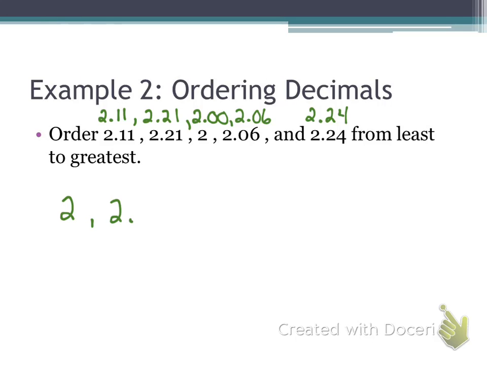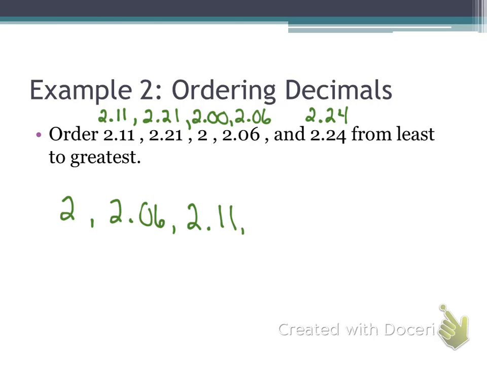2 and, okay, how are we going to say it? 2 and 6 hundredths. It's in the hundredths place. 2 and 6 hundredths. What about the next one? 2 and 11 hundredths. Do you see how we're classifying that? Because the last digit in this decimal is in the hundredths place. Does everybody agree? So that's why we say 11 hundredths. All right, so 2 and 11 hundredths.